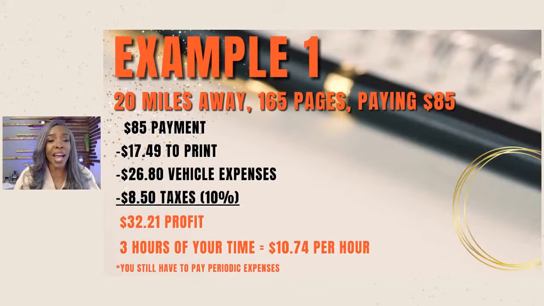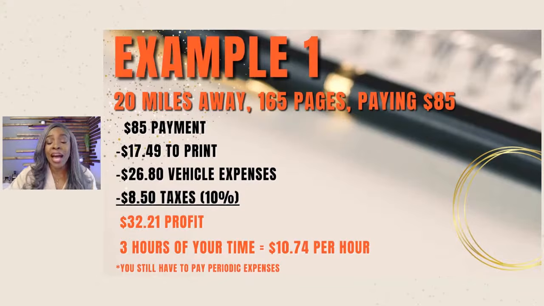And this is the type of signing where I hear new signing agents all the time go, oh yeah, I'll take it. I'll take it. That's plenty of money. I'm making a huge profit. Yeah, this is great. Well, let's break it down. So we've got our $85 payment. We're going to subtract from that $17.49. That's how much we figured out it was going to cost us to print. Then we've got our $26.80 vehicle expenses. Again, that's not just the immediate gas, but that also includes all of the other expenses down the line for your vehicle.